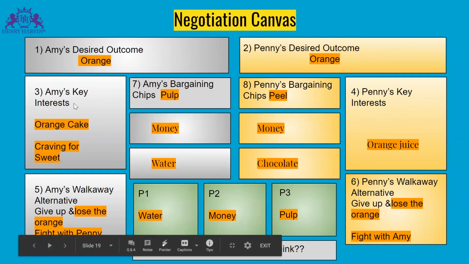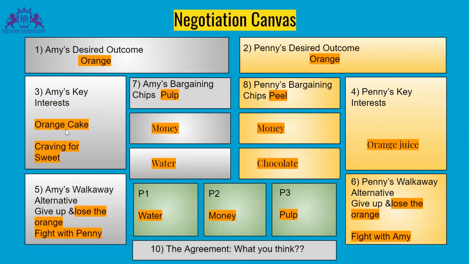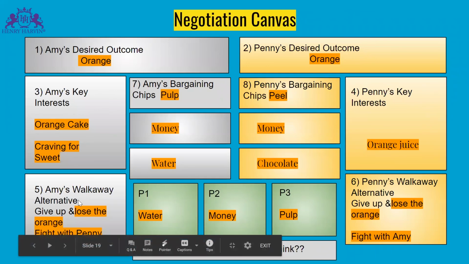So why do you want the orange? Because I want to make an orange cake. Why do you want to make an orange cake? Because I'm craving for something sweet. Why do you want the orange? Because I want orange juice. Why do you want the orange juice? Because I'm thirsty. Okay, now let's look into the walkaway alternatives.